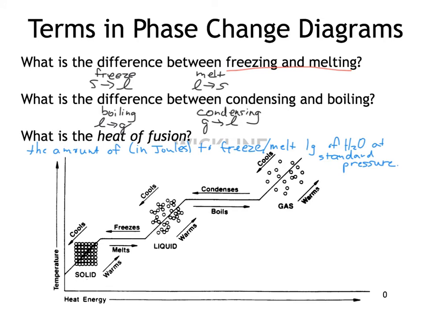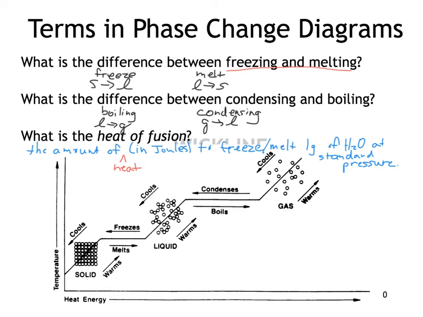So I just wrote this definition down, but one thing I did add was that heat is measured in joules. Oh, I forgot the word heat. There we go. The amount of heat in joules, which is the unit to measure heat, to freeze or melt a gram of water at standard pressure.